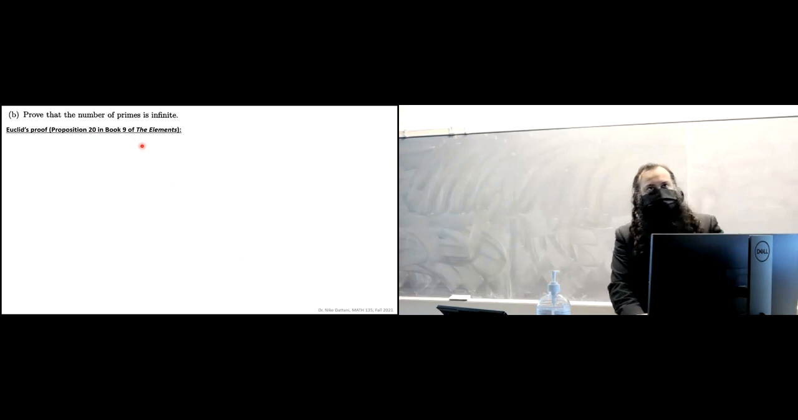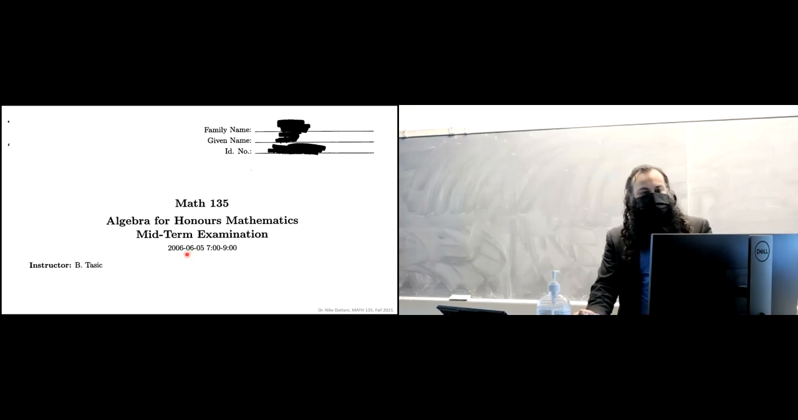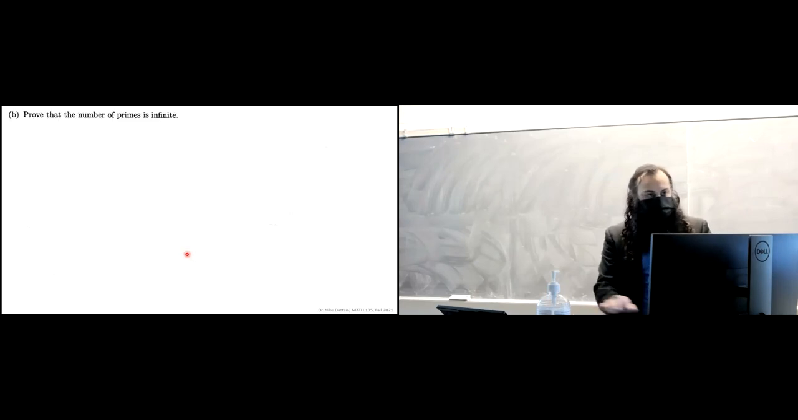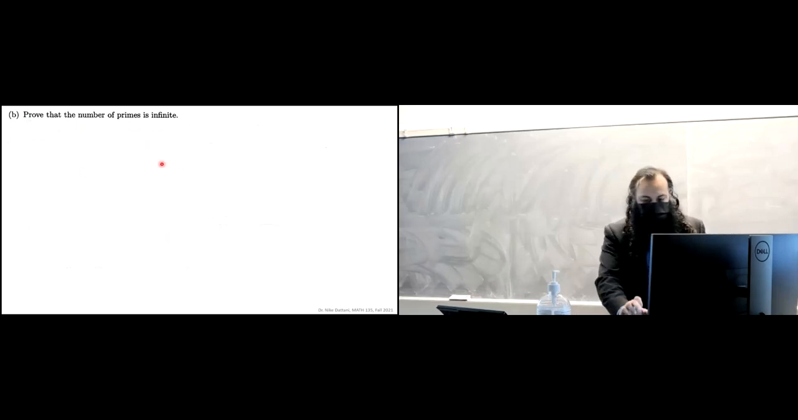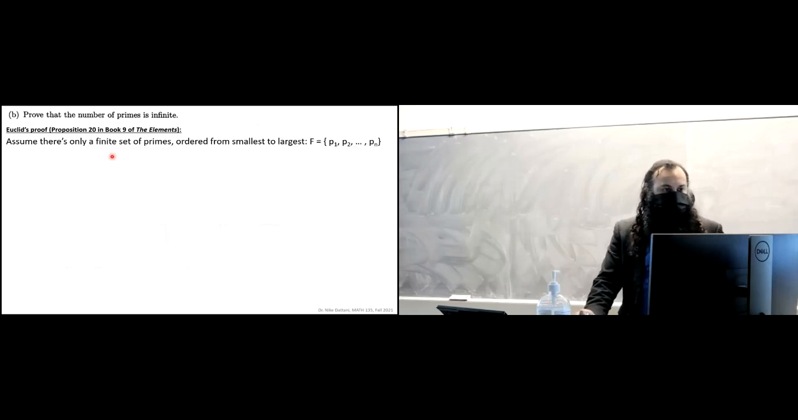All right, Tejas, you ready? This was a question on the spring 2006 midterm, Math 135. You have a few minutes to prove that the number of primes is infinite. You don't have a lot of time. You've got to do this quickly. Okay, assume there's a finite set of primes. Ordered from smallest to largest, it's going to be P1, P2, up to Pn. So there's some finite set of primes. Let P be the product of all these primes. Okay. Let Q equal P plus one.